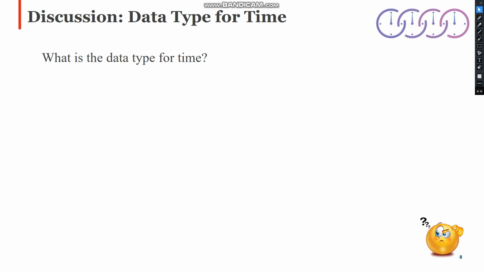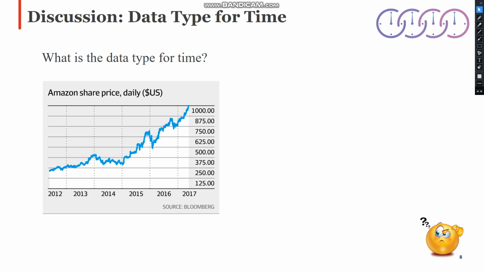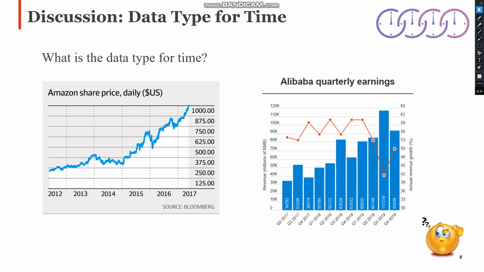It can be quantitative. For example, the plot describes the share price trend for Amazon stock price over time. It is a continuous data. It may also be treated as qualitative categorical data. For example, we want to compare the different quarters for Alibaba's earnings, so those quarters are different comparing categories.